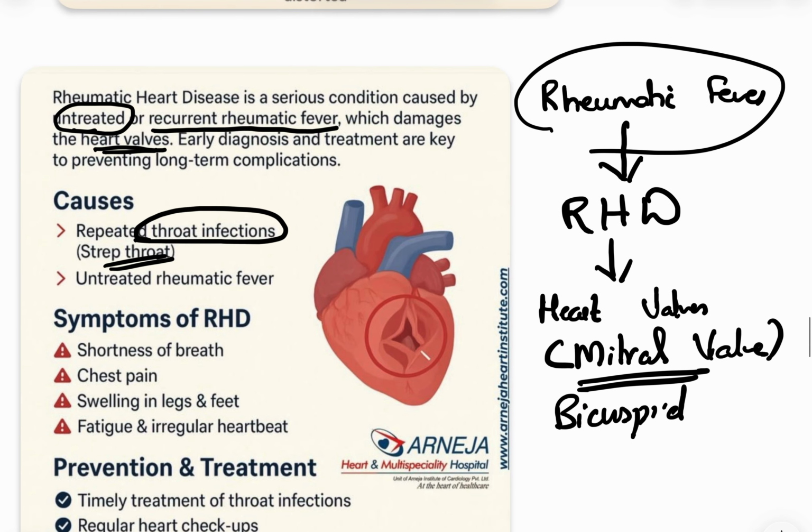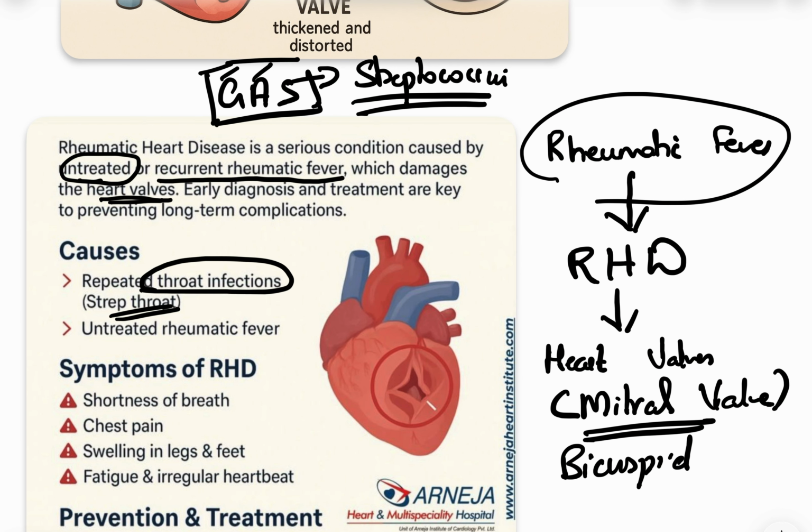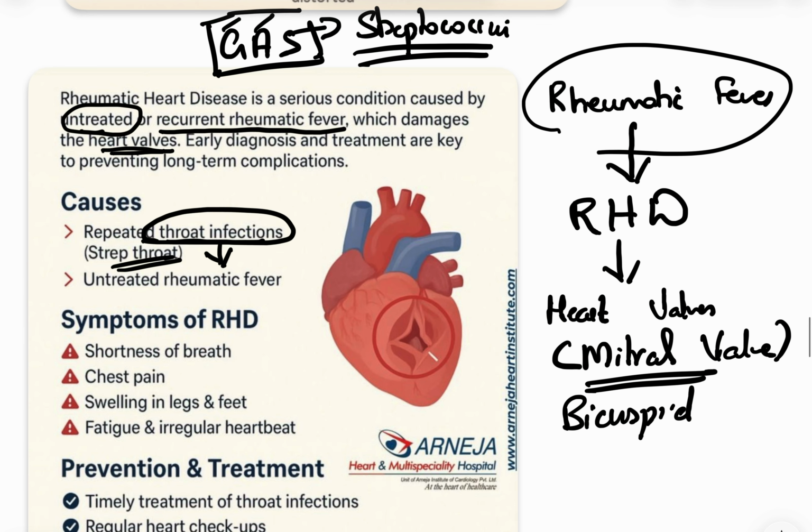When somebody says rheumatic heart disease, I will go with GAS. What is GAS? Group A beta hemolytic streptococcal infection is the culprit here, affecting the throat of the patient, and the patient has left it untreated. This throat infection resulting from GAS, group A beta hemolytic streptococci, results in untreated rheumatic fever, and thereby it is going to affect the mitral valve of the patient, that is rheumatic heart disease. Okay, so remember, group A beta hemolytic streptococci is the culprit here.